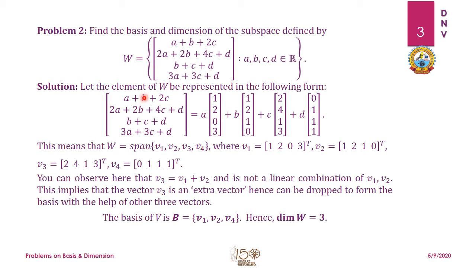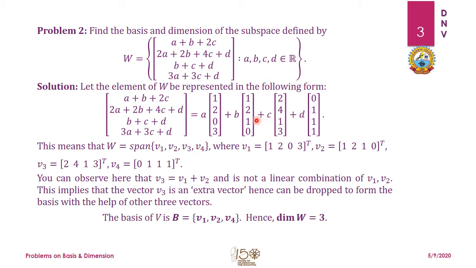Then we take B. The coefficient of B in this first component is 1, in second it is 2, in third it is 1, and in fourth it is 0. So that is, B is absent in the fourth component. So I can write B as 1, 2, 1, 0.